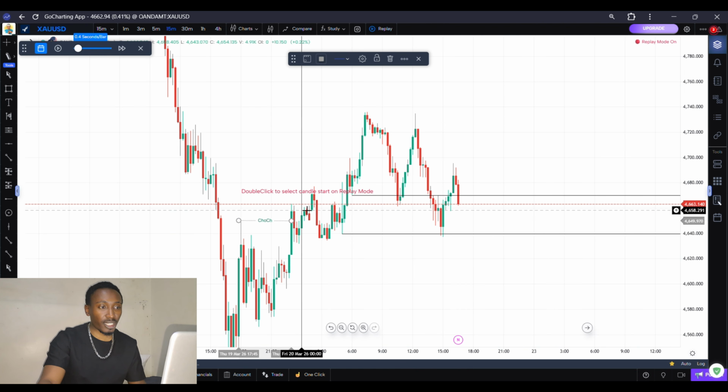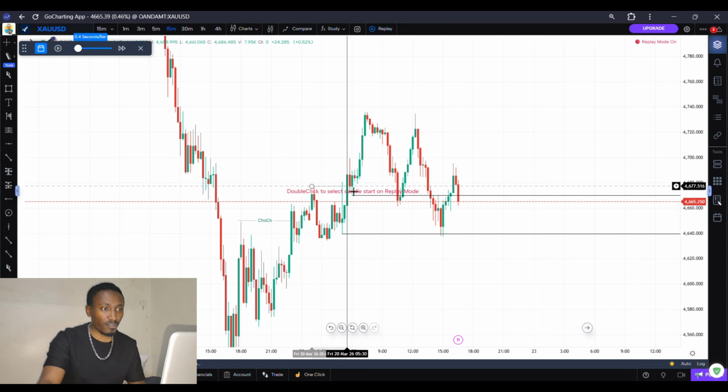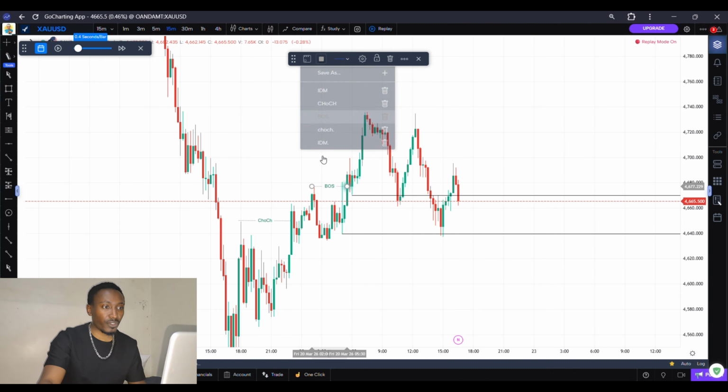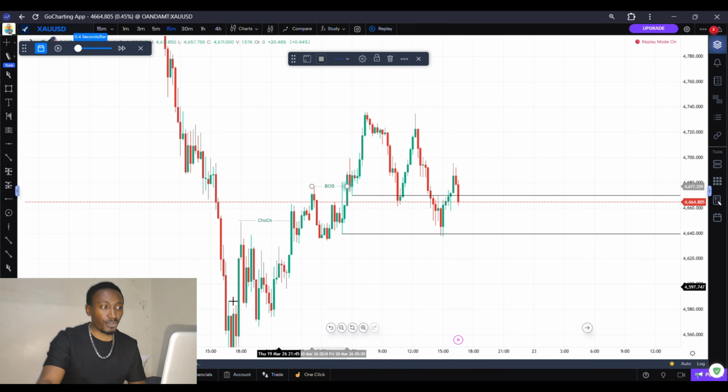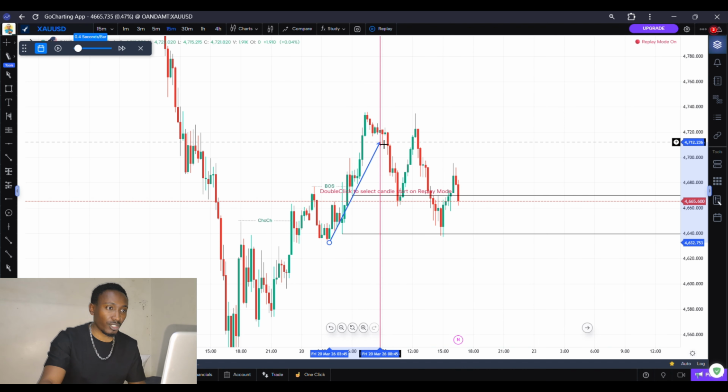Instead, price kept on tanking and tanking, and it gave me a minor break of structure here. So at this point, I was focusing on this range. Let me show you. This is the range I was focusing on, from here to here.